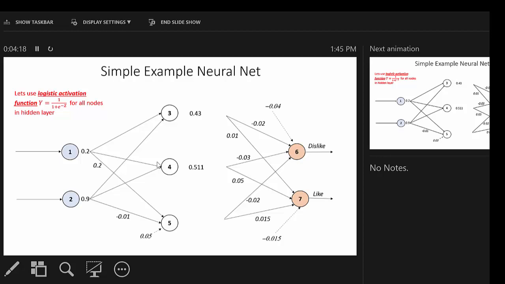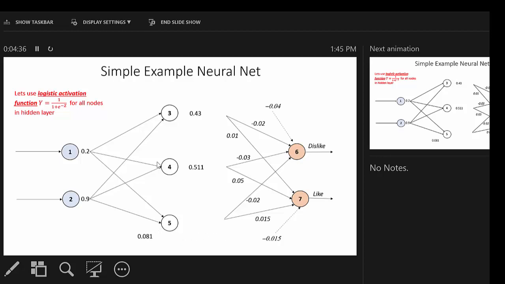And then for node 5, same thing happens. I take input 0.2 multiplied by the weight 0.2. I take 0.9 multiplied by minus 0.01. That gets together with 0.05, which equals 0.081. That's the input that comes into node 5.